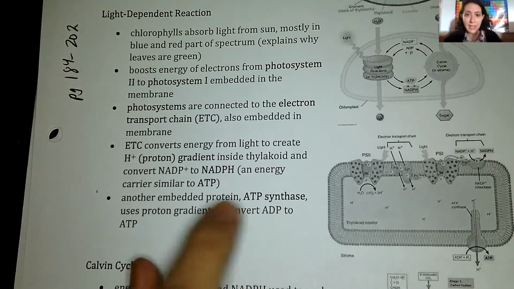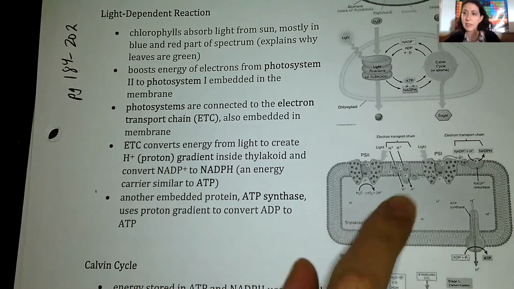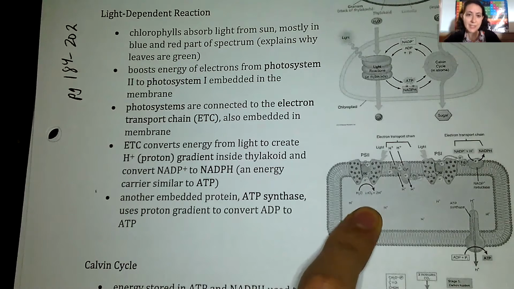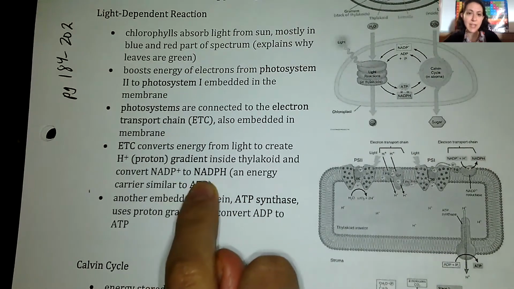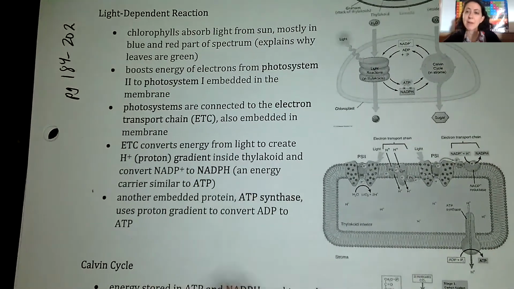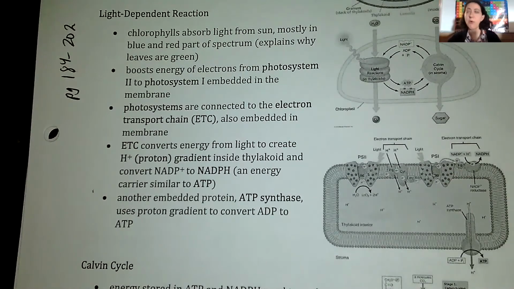The key here again is that you're creating a proton gradient inside the thylakoid. So there are lots of protons inside, much less on the outside. It also converts NADP plus to NADPH. That's the electron receptor at the very end of the chain, and it's kind of like ATP, another rechargeable battery that can carry energy from one location in the cell to another location for use somewhere else.